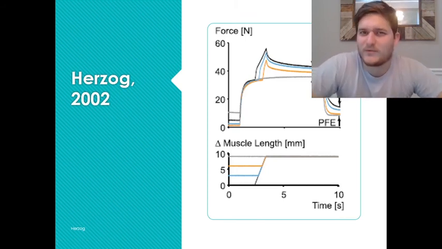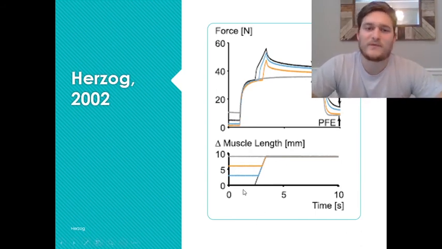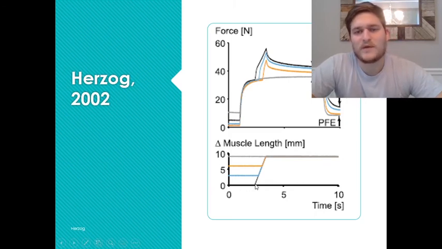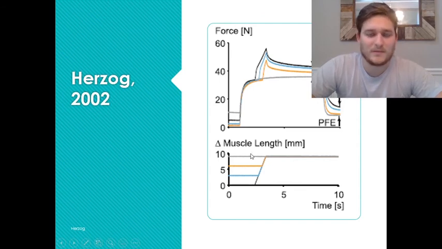Herzog showed us a really weird phenomenon that happens when you actively stretch a muscle fiber. In this diagram, we have 4 different fibers. One started at a relatively small muscle length, then one a little bit longer, one a little bit longer, and then one at 10 millimeters, right? And so this fiber here is going to be stretched the most, right?